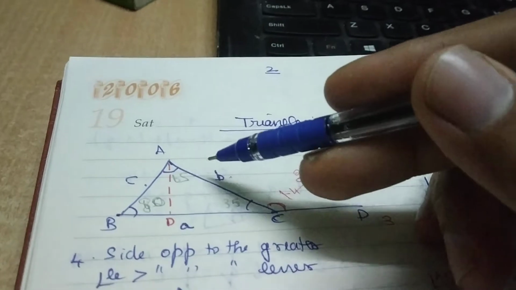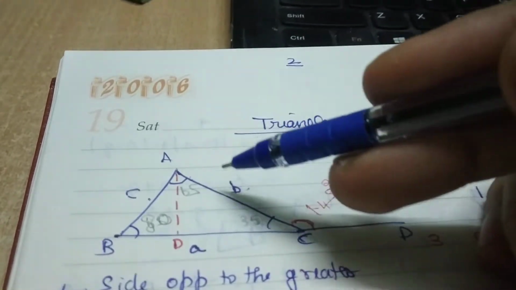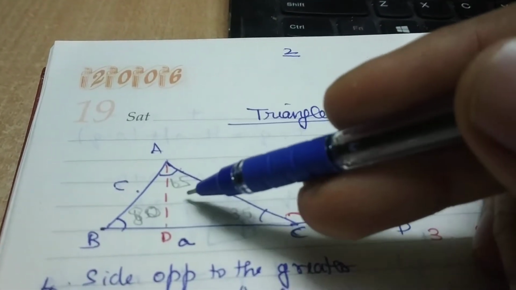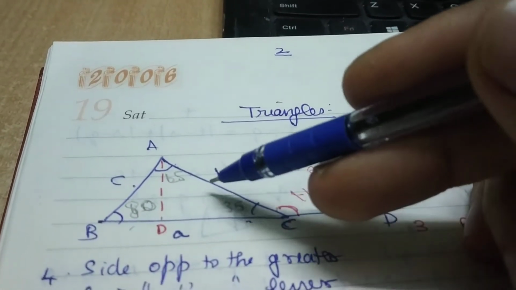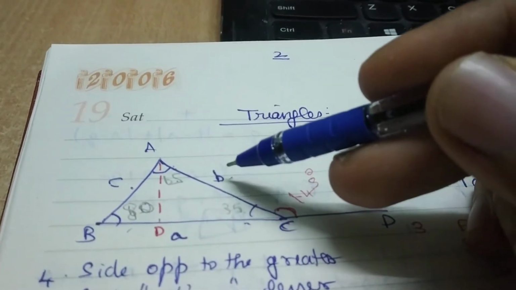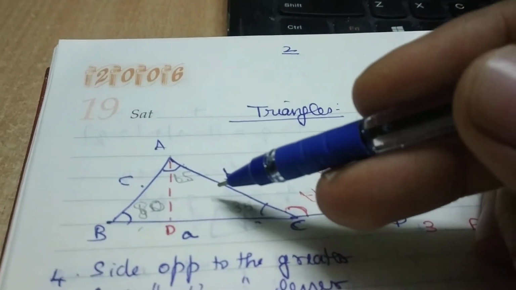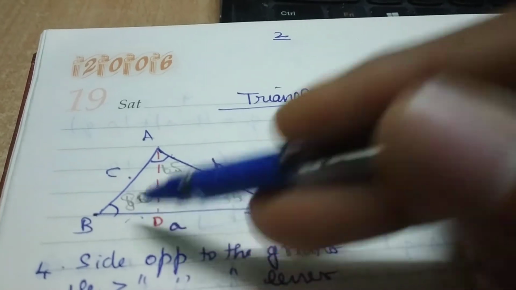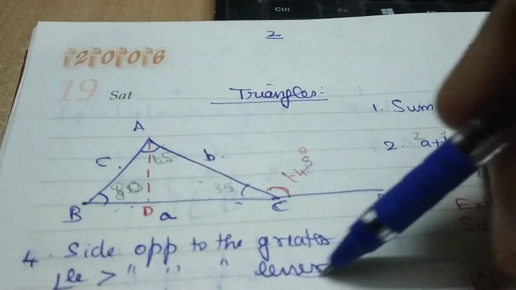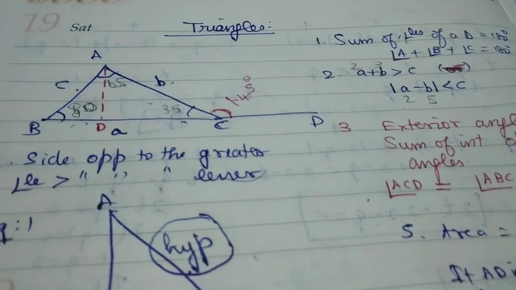Here, I come here. Now, we have three different angles, right? Three angles. You have to find the greatest side. How will you do this? The side opposite to the greatest angle, 80 degree, will be the greatest side. Here AC will be the greatest side.